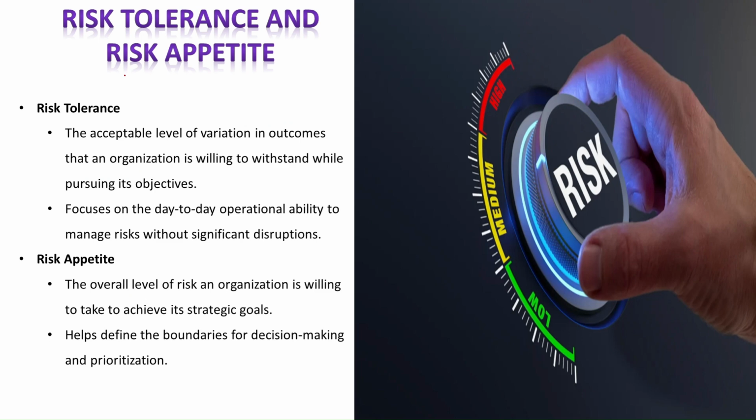So what are risk tolerance and risk appetite? Risk tolerance is the acceptable level of variation in outcomes that an organization is willing to withstand while pursuing its objective. It focuses on the day-to-day operational ability to manage risk without significant disruptions. And risk appetite is the overall level of risk an organization is willing to take to achieve its strategic goals. It helps define the boundaries for decision making and prioritization.